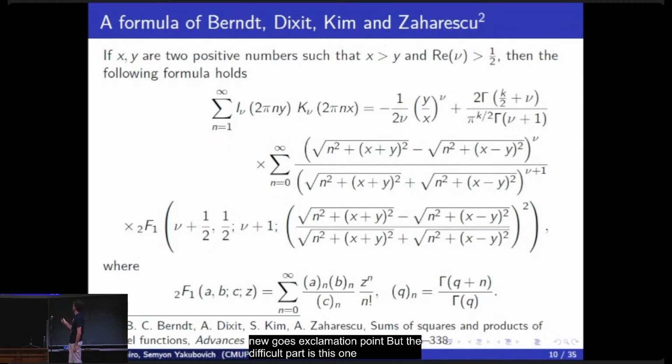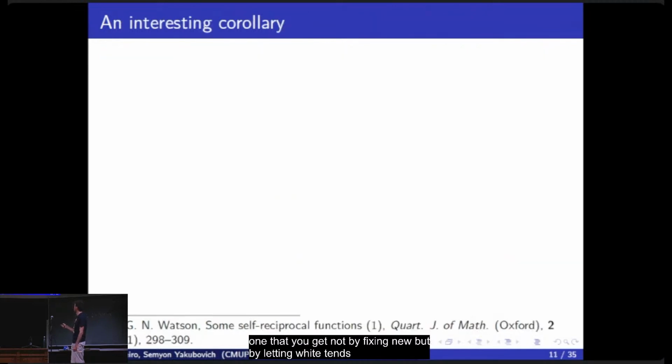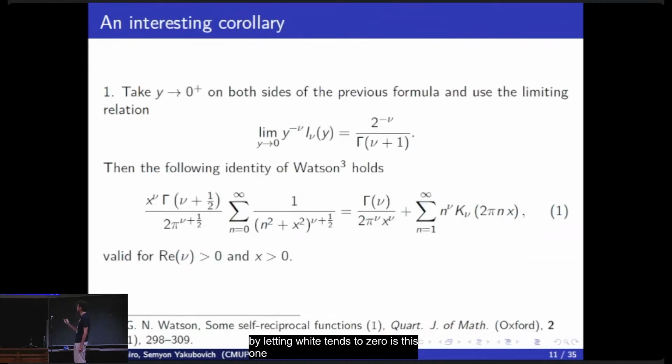You have these arguments, and then the second series will involve the hypergeometric function. And they were interested in fixing some parameters, nu and nu in both cases, and getting new formulas and recovering old formulas from this kind of thing. And one that you get, not by fixing nu, but by letting y tend to 0, is a formula due to Watson.